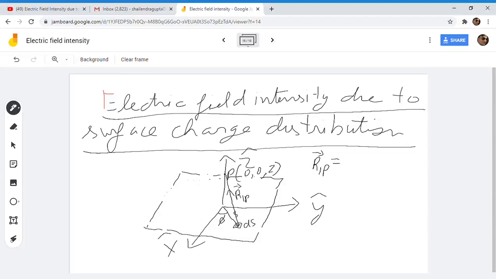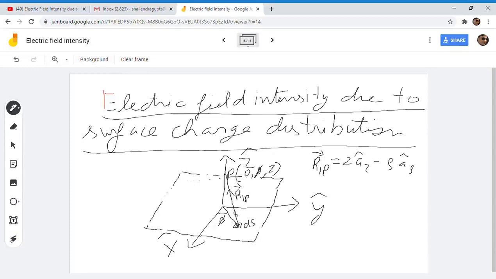So this could be written as z az minus rho a rho. This phi term may be cancelled out as we have done in the previous derivation for line charge derivation. We can take this P as to be at phi angle. So this phi will be cancelled out.